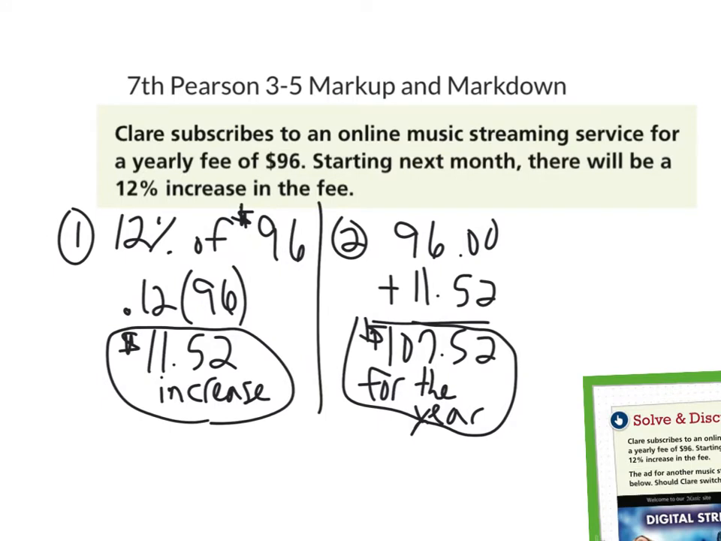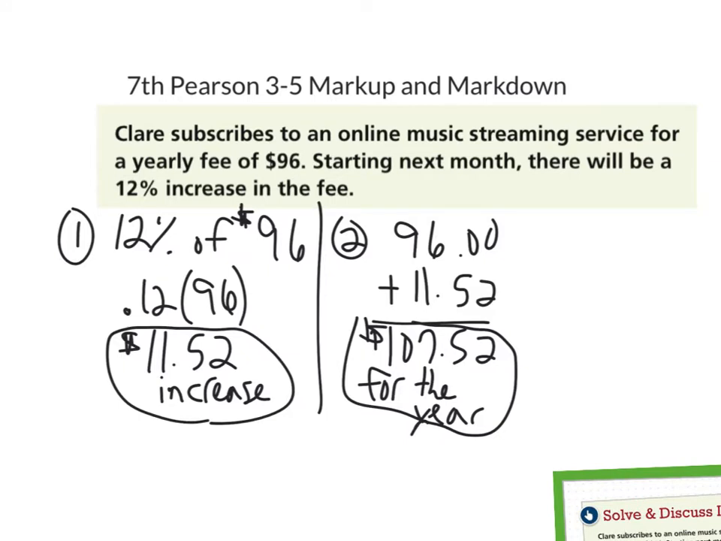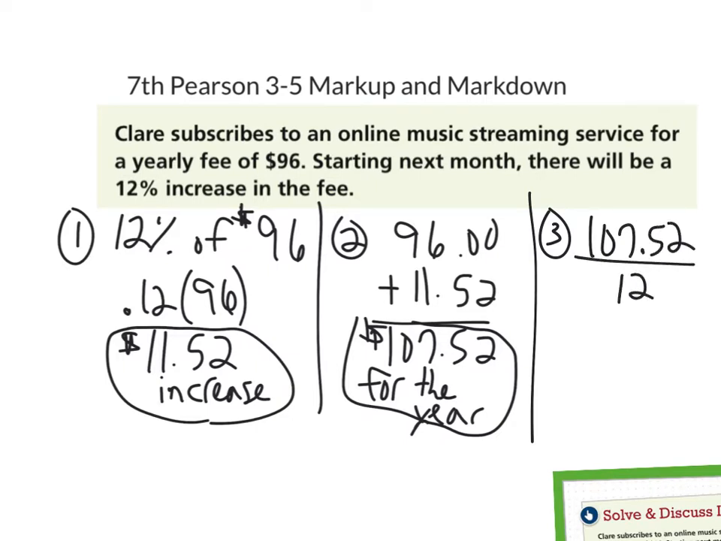The information they gave us about the other option is a monthly fee. So what we can do is take 107.52 and divide it by 12, since there are 12 months in a year. That'll tell us how much it is per month. If you work that out, that should come out to be $8.96 per month.